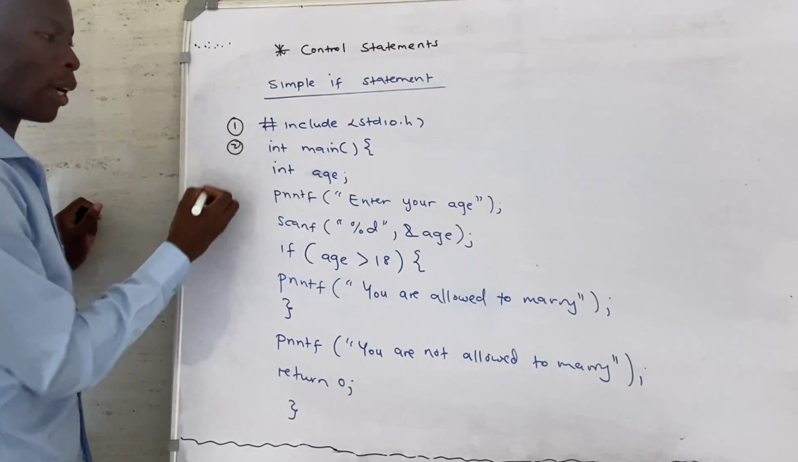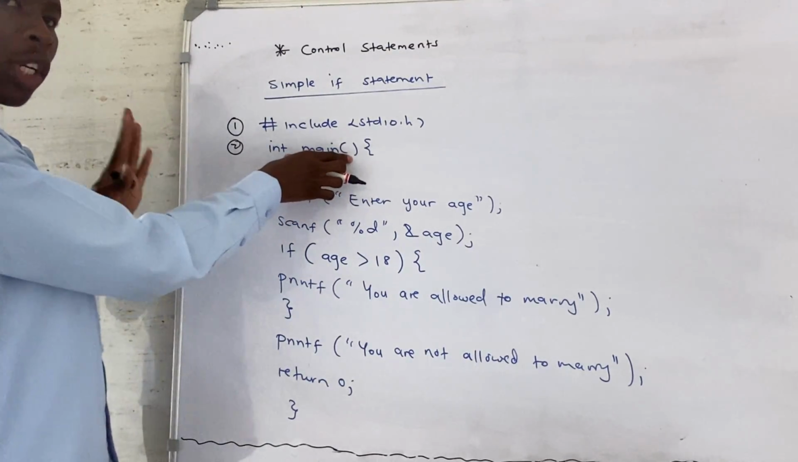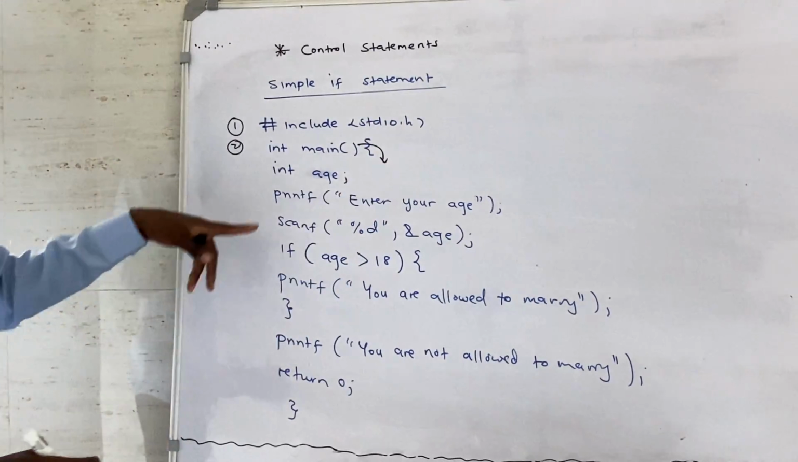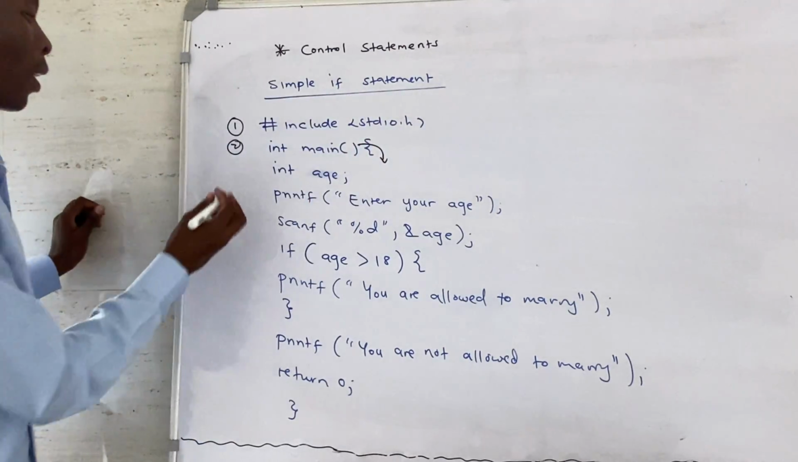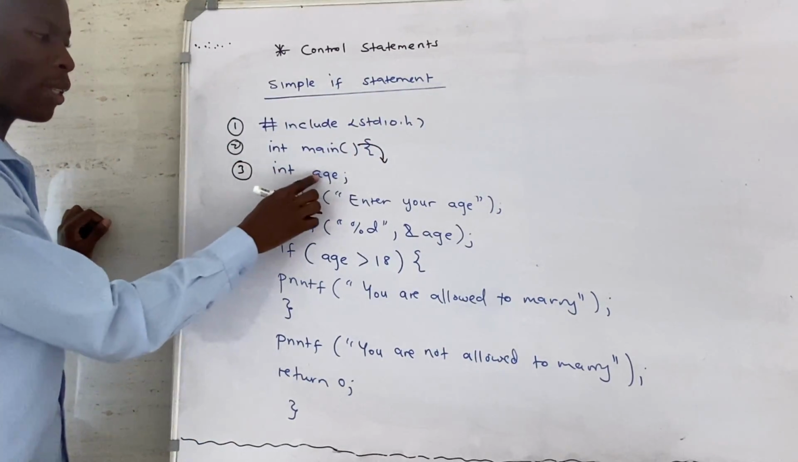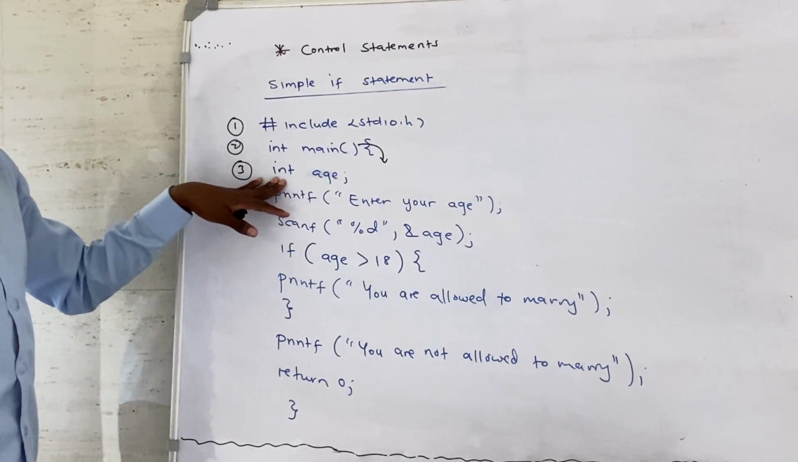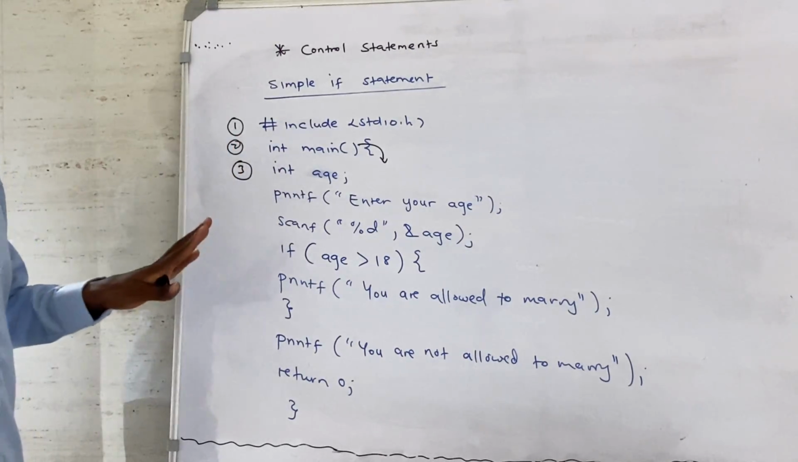It will check for the main function, int main. This is the main function. Now the compiler is going to enter into the main function. Statement number 3, int age. What is the meaning of this statement to the compiler?